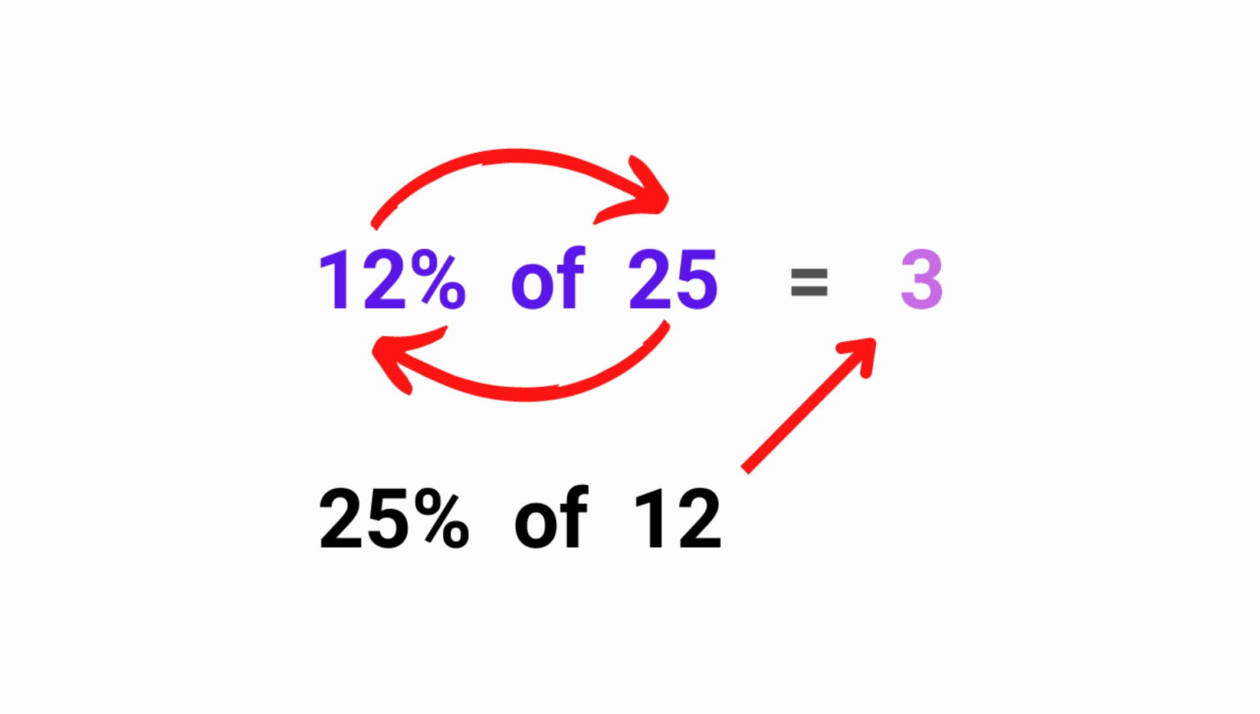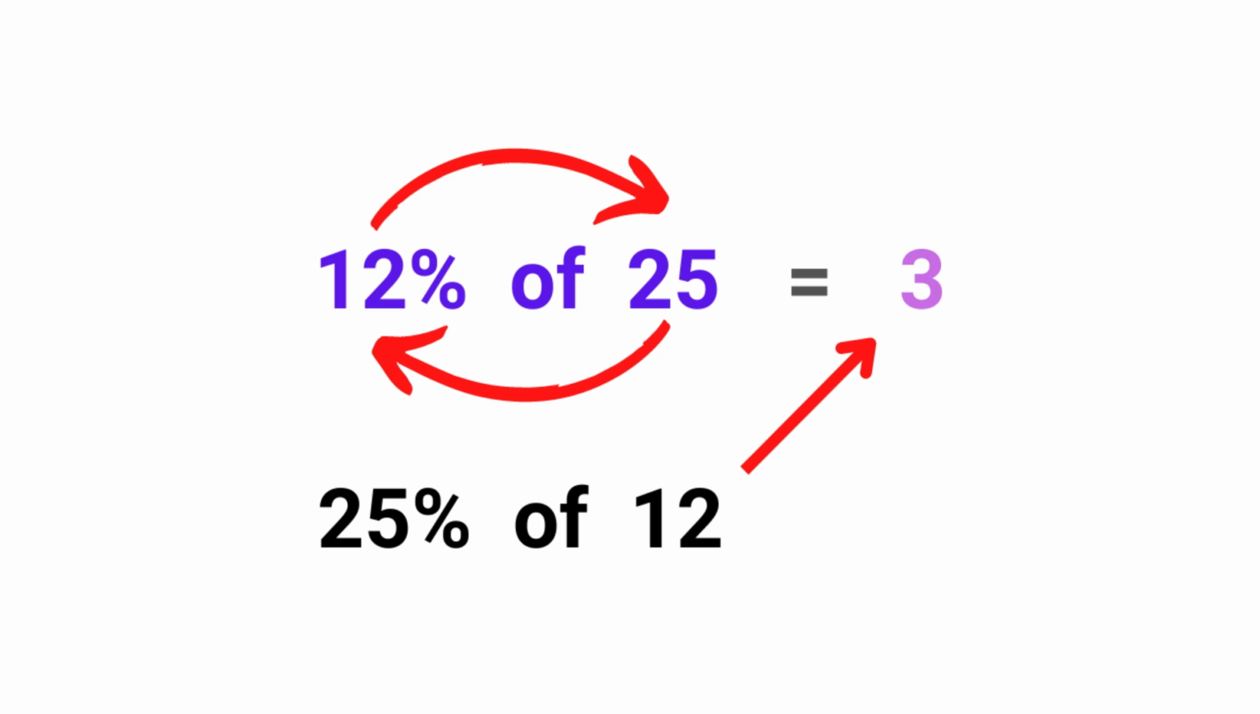12% of 25. Alright, do you know what we can do here? We can flip these numbers and it will not do any change to the original problem. So let's flip these numbers and we get 25% of 12. Now it's easier, right? 25% means a quarter, so a quarter of 12 is 3.